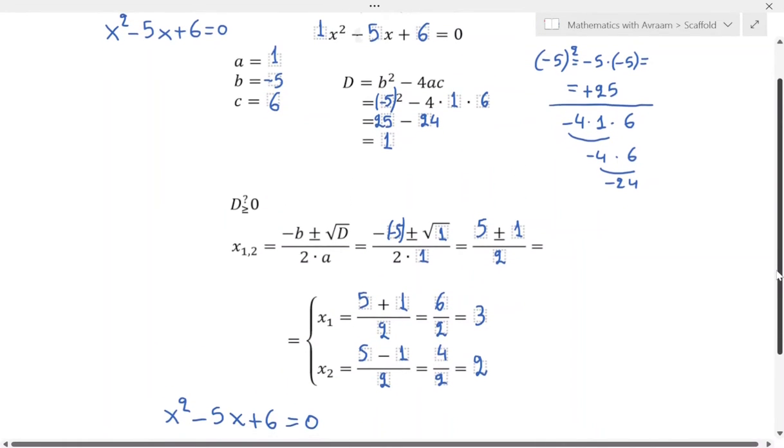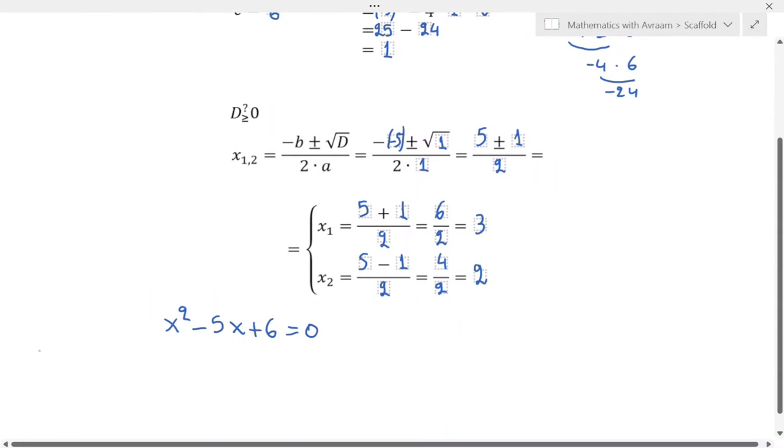Okay, so now we found that one solution is 3. So if I put 3 here instead of x, I should find 0. 3 squared minus 5 times 3 plus 6 equals, let's do everything here. So 3 squared, that's 9, minus 5 times 3, that's 15. And then we have plus 6. 9 plus 6, that's 15. Take away 15, it's 0. So yes, we found here that 3 is a solution, so we should get 0.